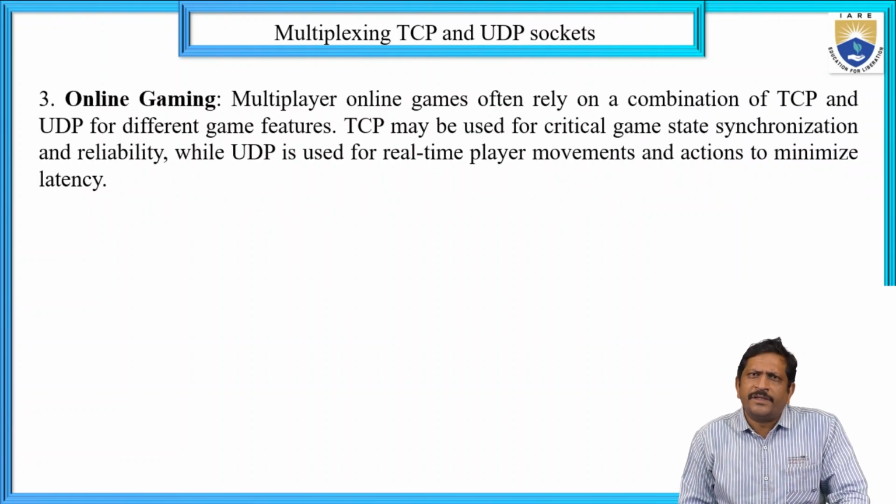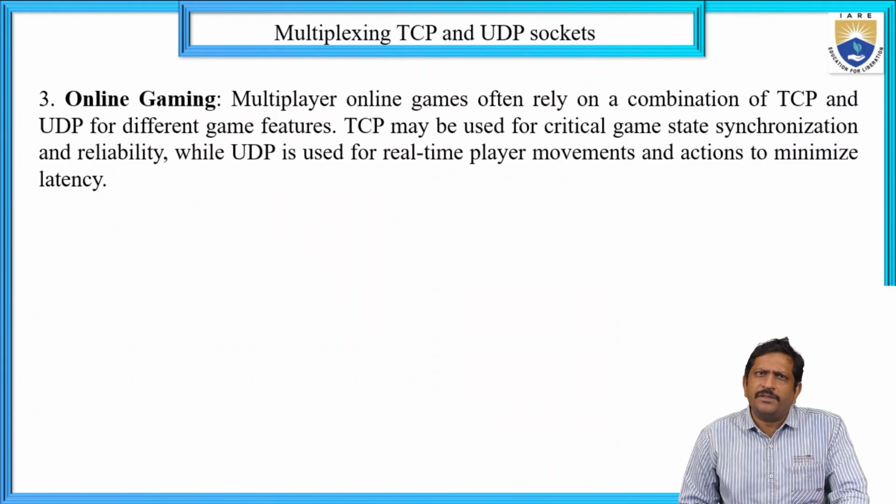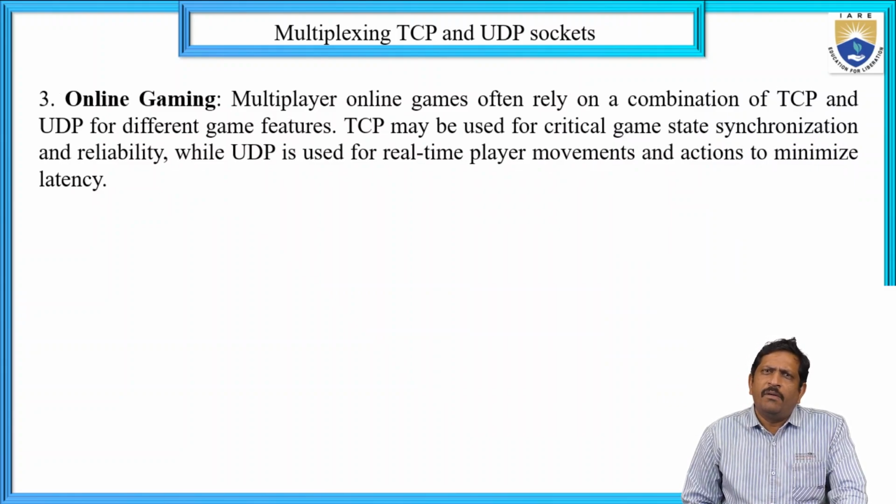The next real-time application is multiplayer online gaming. It uses a combination of TCP (transmission control protocol) and UDP (user datagram protocol) for different game features. TCP may be used for critical game state synchronization and reliability, and UDP is used for real-time player movement and actions to minimize latency.